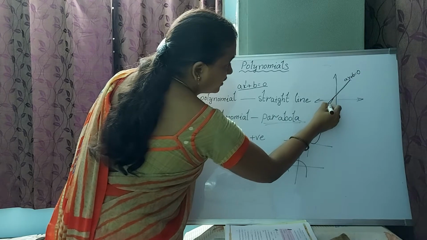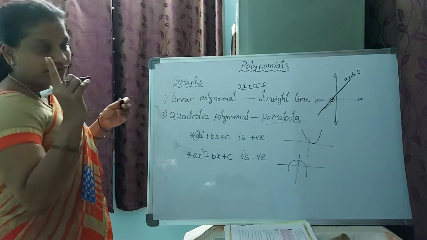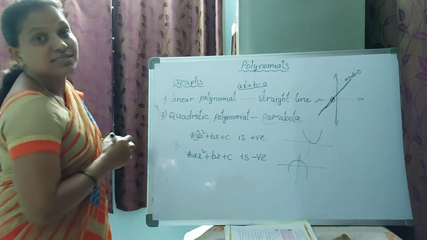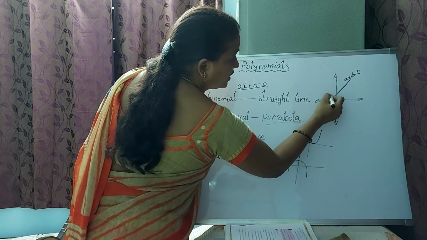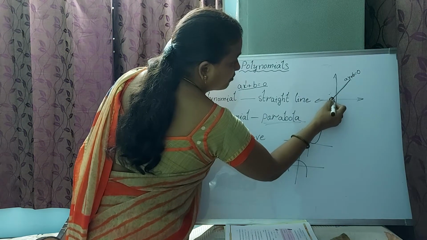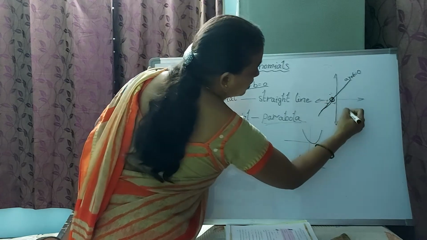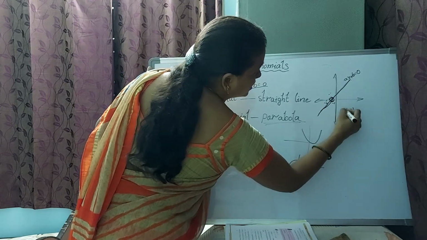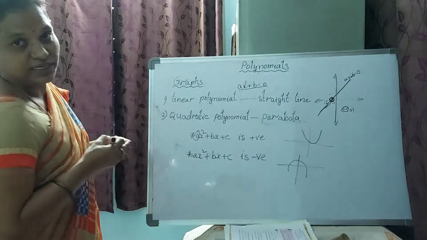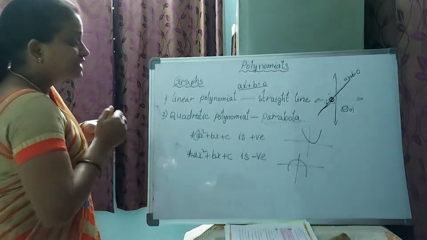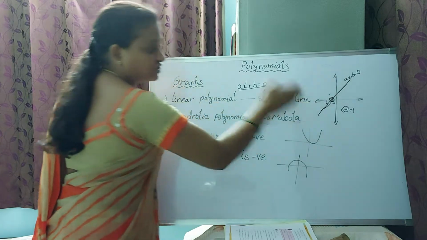See, this one touches the x-axis at only one point. Only one. That we call the zero of the polynomial. For example, here minus 1, here minus 2. Minus 1, comma 0, see, minus 1 we call the zero of the polynomial of that particular graph. Linear polynomial means the graph is always a straight line.